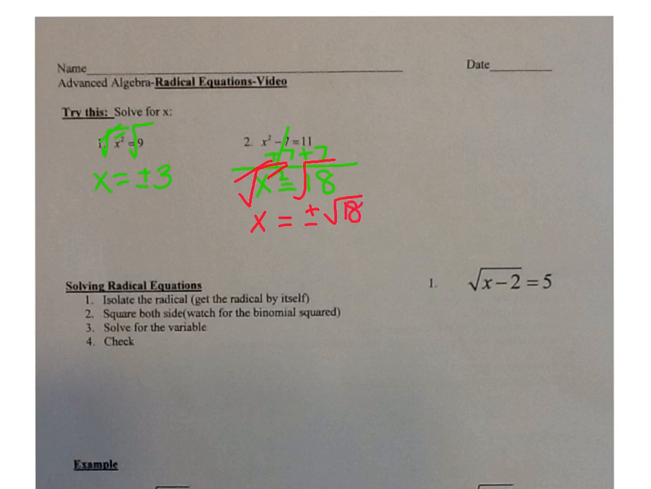Now let's simplify that since we can. So what perfect square goes into 18? That is 9 and 2. The square root of 9 is 3, so it's 3 the square root of 2. Don't forget to bring down the plus minus. So x equals plus minus 3 the square root of 2.